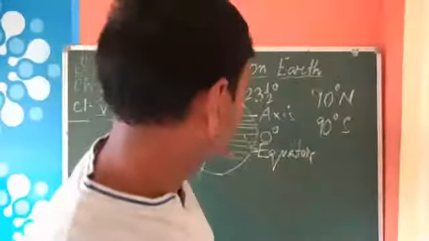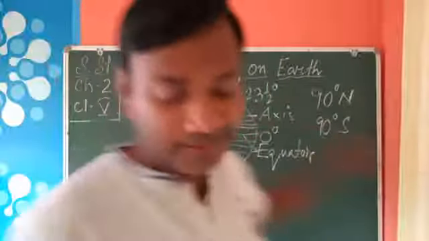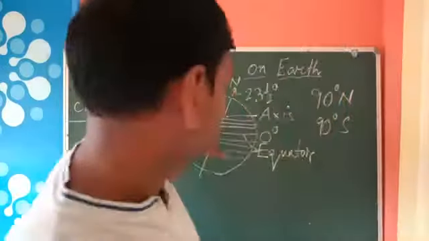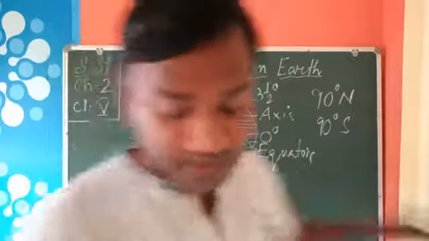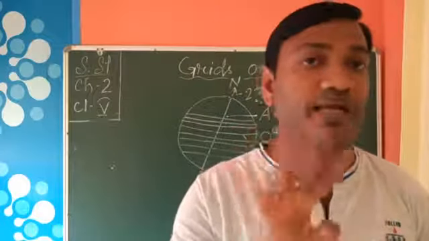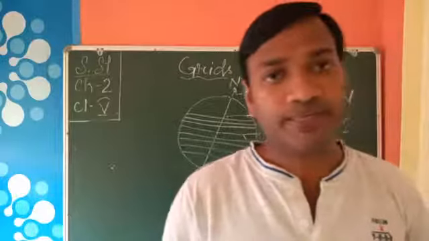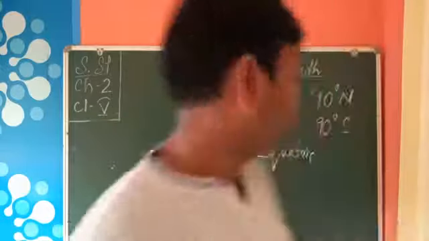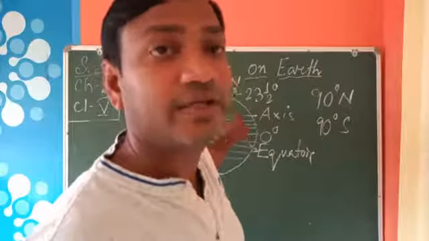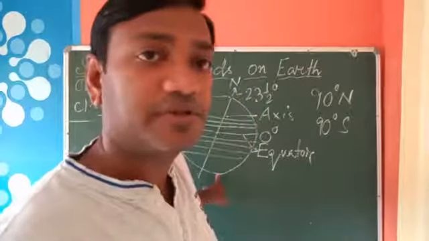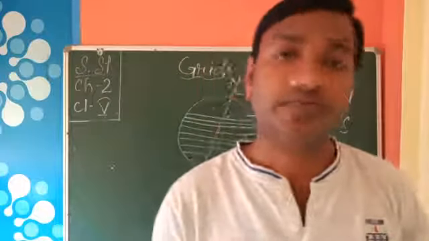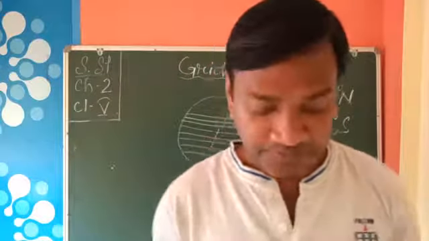Then again, if we go from 0 degree to 66 and a half degree north, it is called the Arctic Circle. And if we go 66 and a half degree in the southern hemisphere, it is called the Antarctic Circle. So these are the important lines. These four lines are very important: 23 and a half degree, then 66 and a half degree. In the northern hemisphere we find 23 and a half degree north, 66 and a half degree north, and in the southern hemisphere also 23 and a half degree south and 66 and a half degree south. So these names are very important.